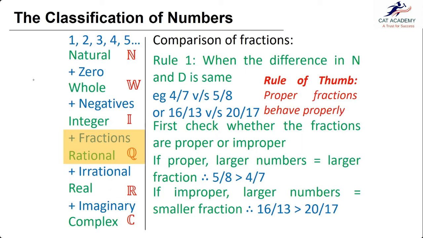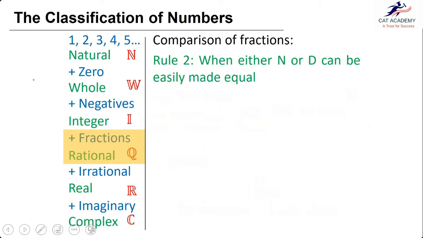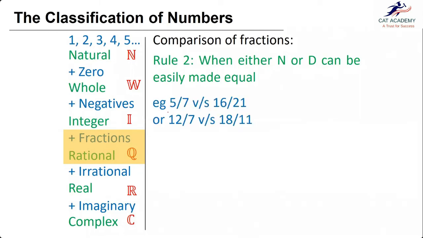Next, what's the second thing that I can do? Rule number two is when I can make the numerator or denominator easily equal. What can I do then? For example, say you have to compare 5 by 7 with 16 by 21. So I will convert 5 by 7 into 15 by 21 by multiplying numerator and denominator by 3.